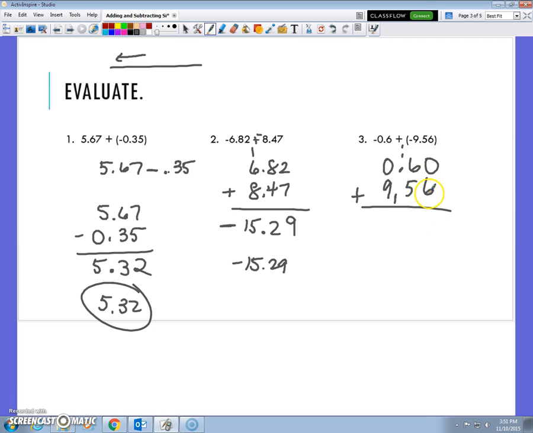And when I add, 0 plus 6 is 6. 6 plus 5 is 11, so I'm going to keep the ones digit, but I'm going to add a one to the tens side. 9 plus 0 plus 1 is 10. 10.16, which will make sense. However, because we're having the same sign, we're going to add them together and we're going to keep the sign. So my actual outcome is going to be negative 10.16. Negative 10 and 16 hundredths.